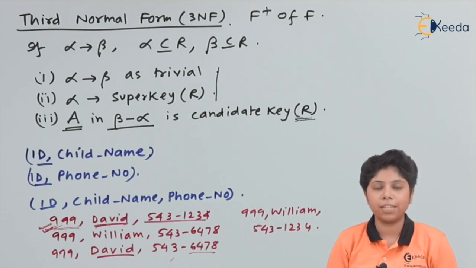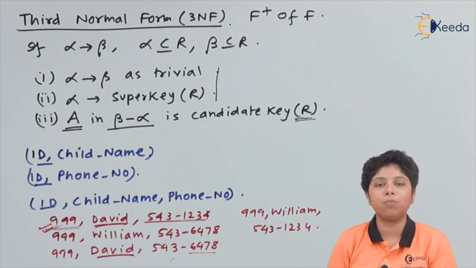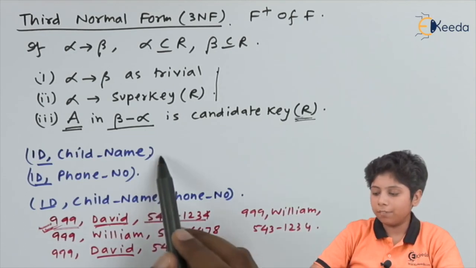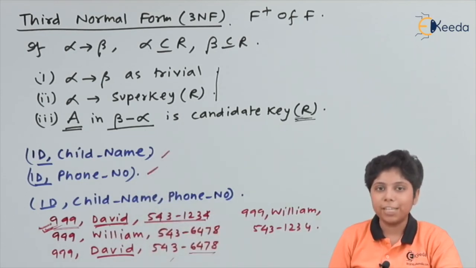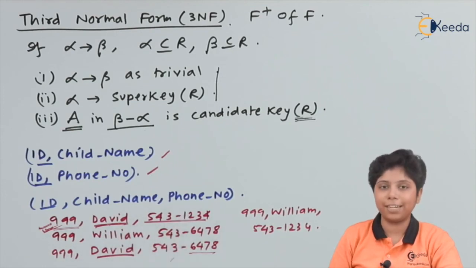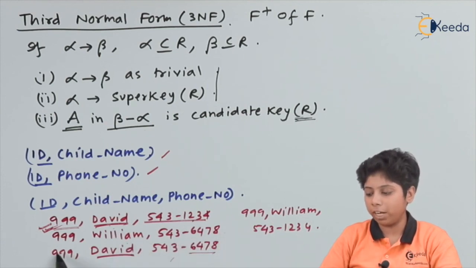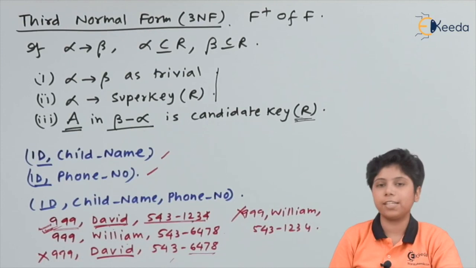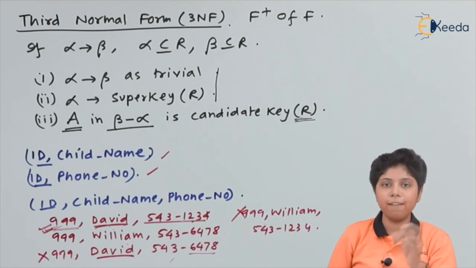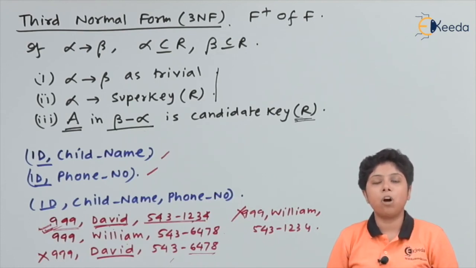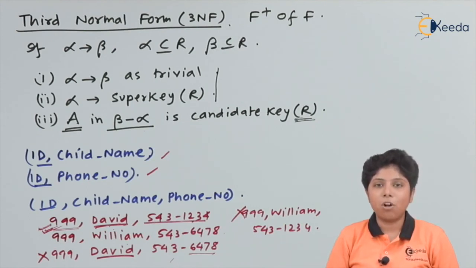So we need to decompose it in a more accurate way to achieve the higher normal forms. So now if we can decompose the result of this child name and phone number in such a way that we can have only a combination that will get the David as 543123 and William as 6478, not these ones, then we can say that we are actually preserving the dependency without being a redundant information to it. So that makes me go on to higher normal forms on the BCNF and the 3NF. So that is all for the decomposition using the functional dependencies.